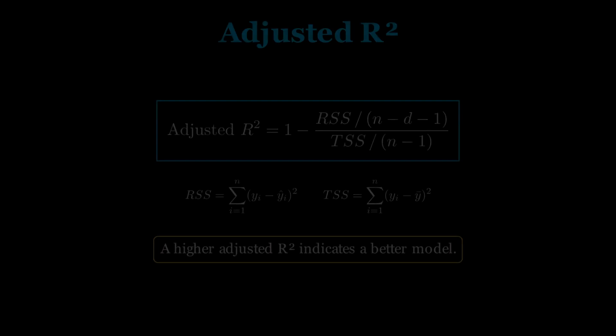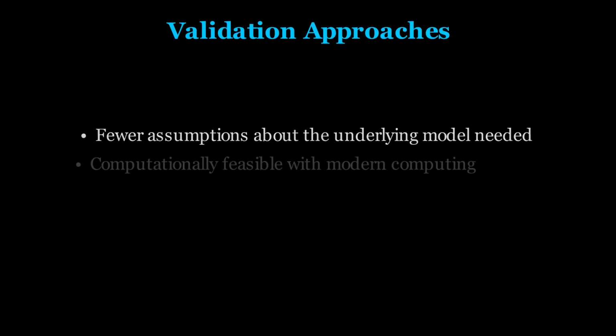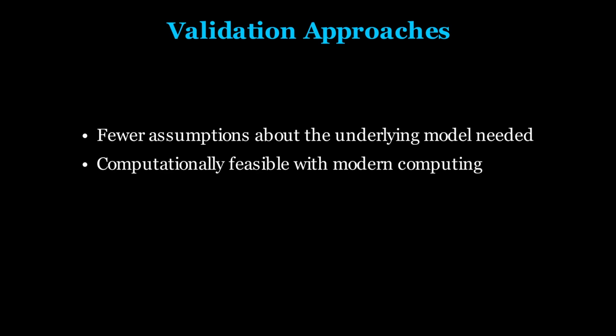An alternative to analytic criteria is to estimate test error with validation-based approaches, such as cross-validation. There are a few advantages to this method. The first is that they provide a direct estimate of the test error with fewer assumptions about the underlying model, such as the estimate of the error variance. The second advantage is that they are computationally feasible with modern computing.